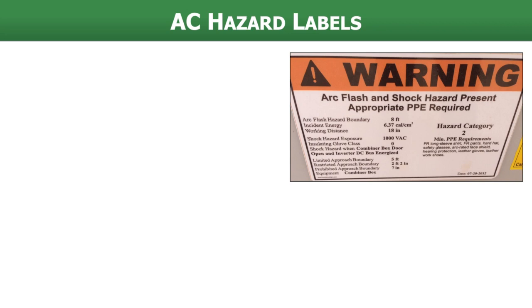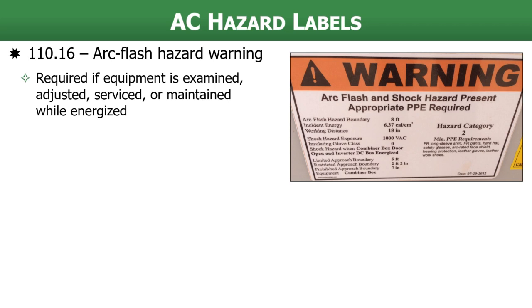Now we're just going to scratch the surface here, but section 110.16 has requirements for an arc flash hazard warning label like that's shown on the right. These labels are required if the equipment is examined, adjusted, serviced, or maintained while energized. So working on energized equipment does happen, and you must be a qualified person to do so.